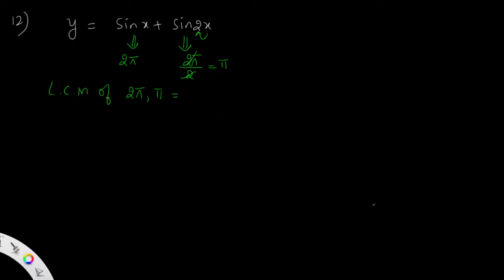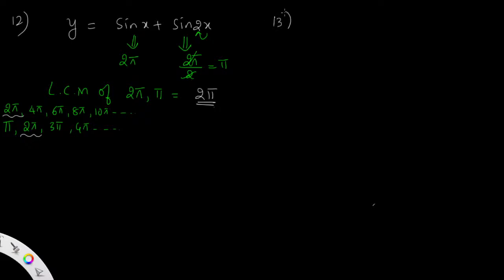Let us take the values in rough. Multiples of pi: pi, 2 pi, 3 pi, 4 pi, and so on. Multiples of 2 pi: 2 pi, 4 pi, 6 pi, 8 pi, 10 pi, and so on. What are the common multiples of both? The least common one is 2 pi. So that is the answer, write 2 pi.